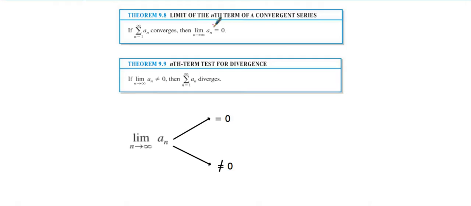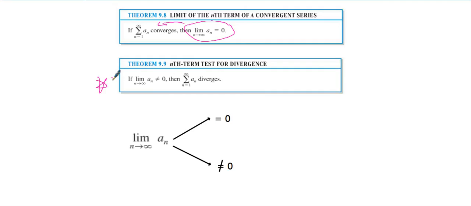One of the properties of a convergent series is that anytime you have a series that converges, the limit of the nth term will always equal 0 as n approaches infinity. Now the converse of that is not true. It doesn't mean that if this part is true, the series will automatically converge.